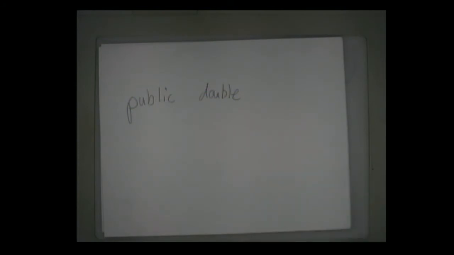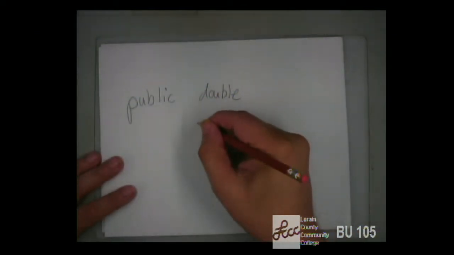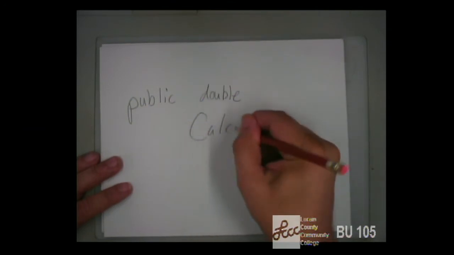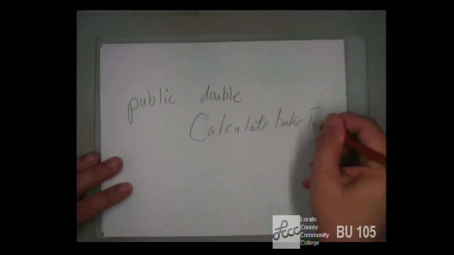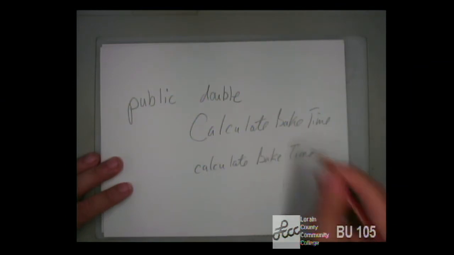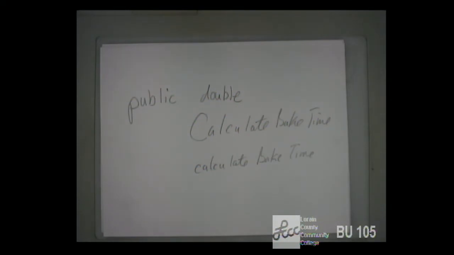The name of the function doesn't really matter, right? But what should it start with? What should the name of the function start with? What's a better function name? Calculate bake time or calculate bake time? Second one. Yeah, the function name should start with lowercase. Typically, the only thing that I can think of off the top of my head that is going to start with uppercase are the names of classes. Later on, we'll study interfaces. And interfaces also start with uppercase. Interfaces are sort of like classes. All right? Okay.